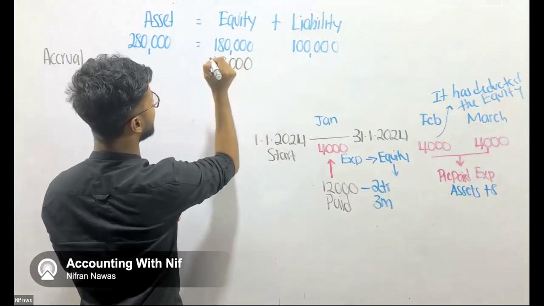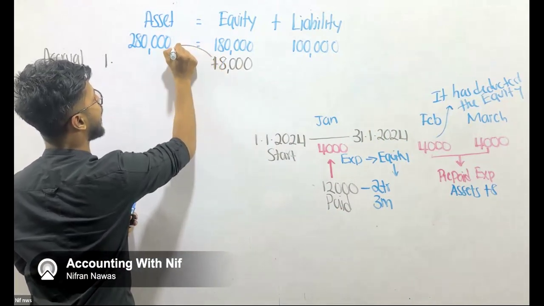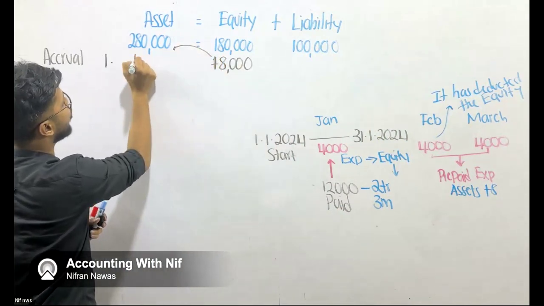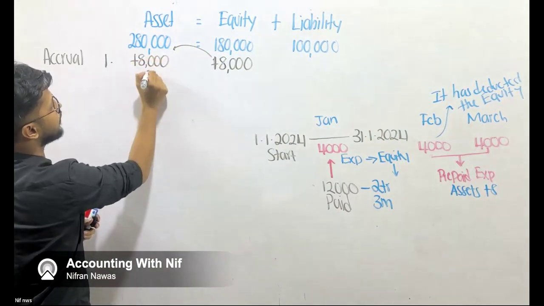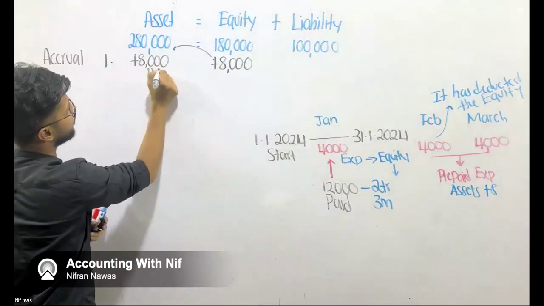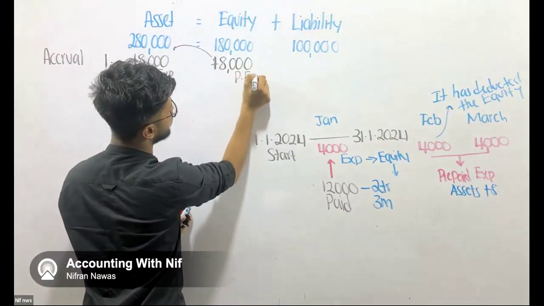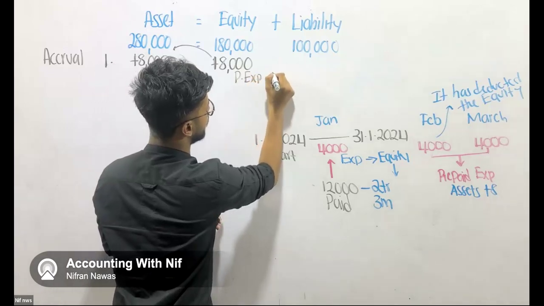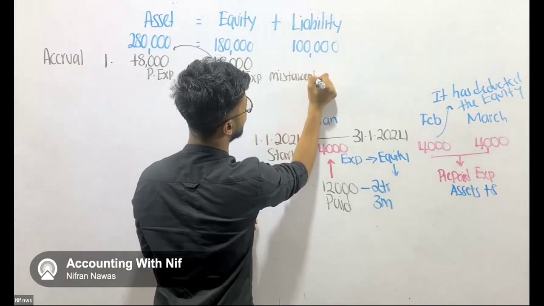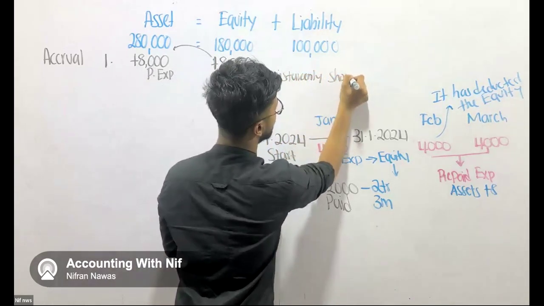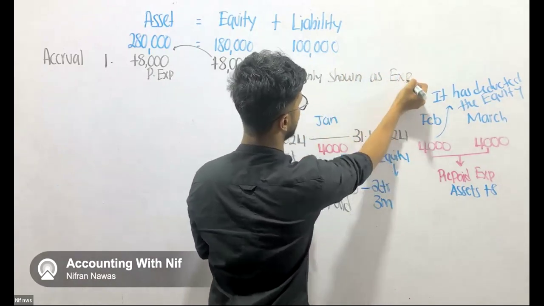Because this 8,000, is that an expense or asset? It is an asset. So you add back the equity and show that 8,000 as an asset. So what asset is this? It's prepaid expense. Okay, here it's prepaid expense mistakenly shown as expense. Did you understand?